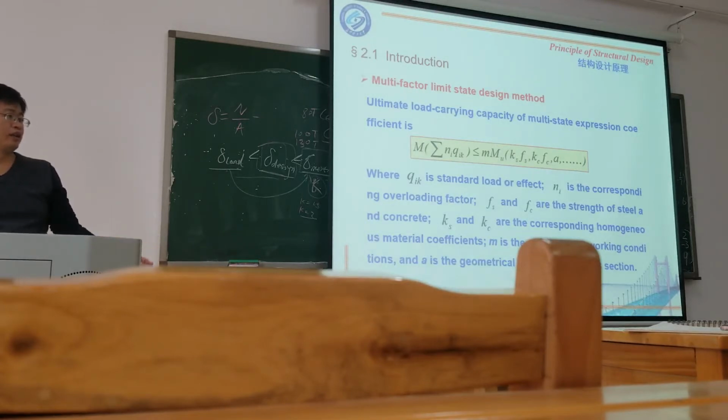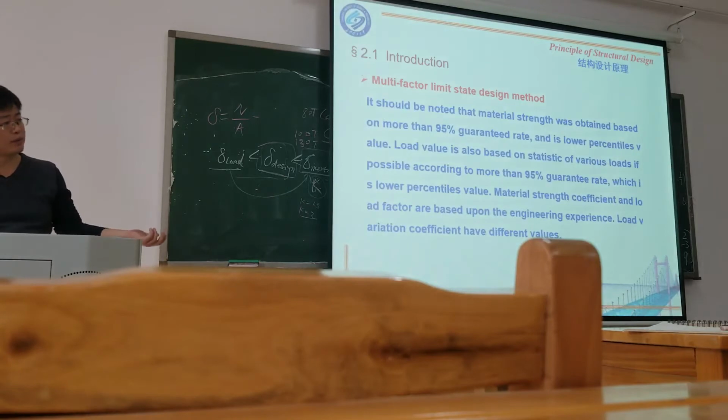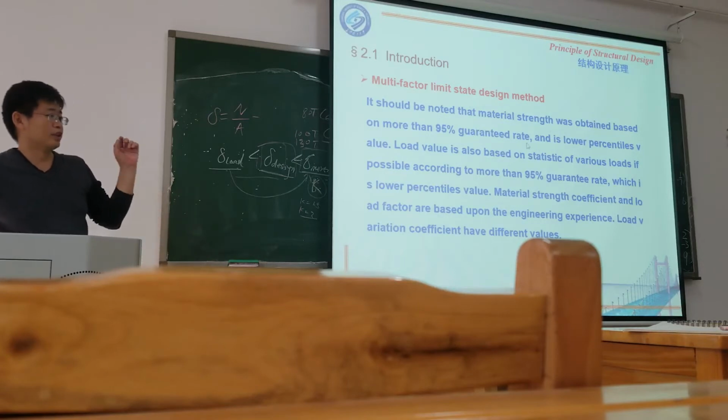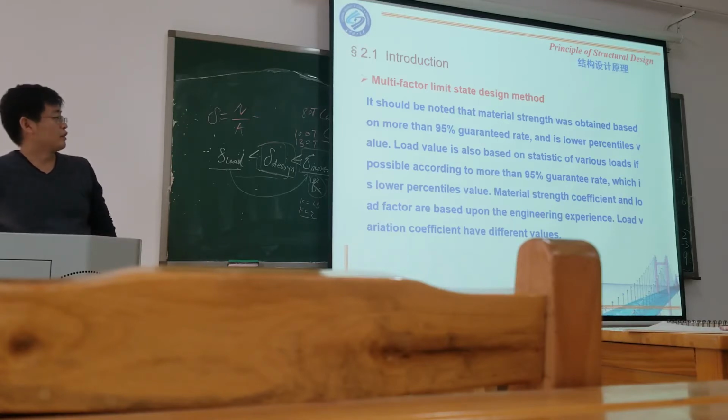This value comes from a lot of experiments, and this value can represent a 95% guarantee for the test results. So here you see the fixed value. Actually, it's a value obtained by a mathematical method, using the probability method to guarantee 95% for the test results.